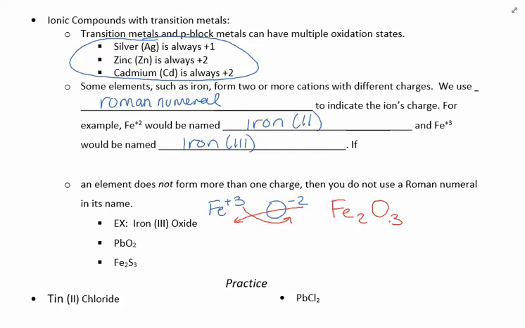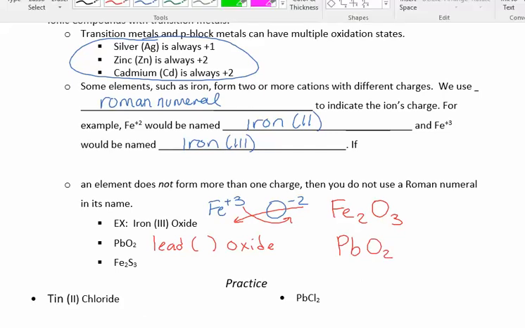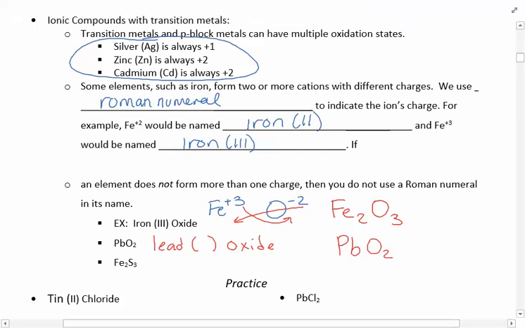The other way that we have to do it is we're given the formula and we have to come up with the name. So here we have lead, some Roman numeral, oxide. We have to figure out what that Roman numeral is. So if you look at PbO2, you're kind of doing the opposite. So oxygen, as we said in the previous problem, has a -2 charge, and we have 2 of them.